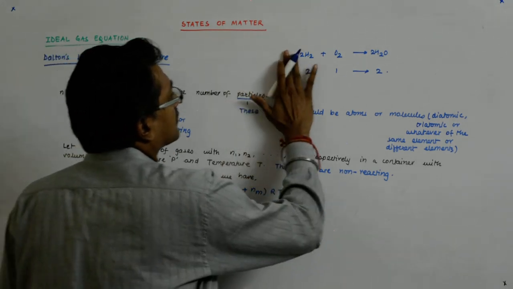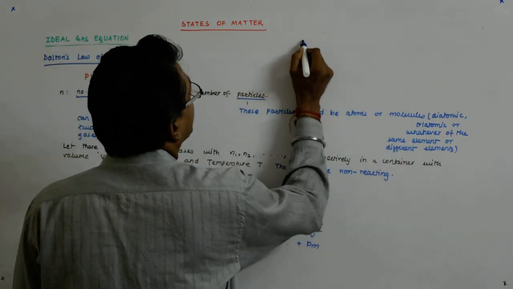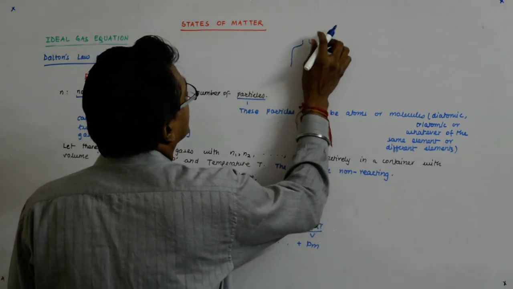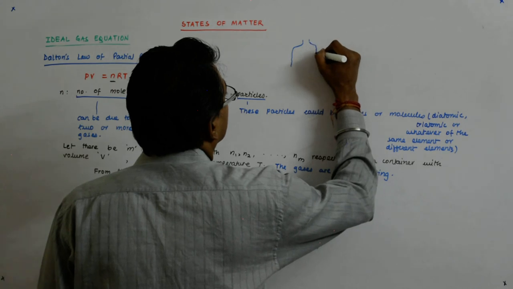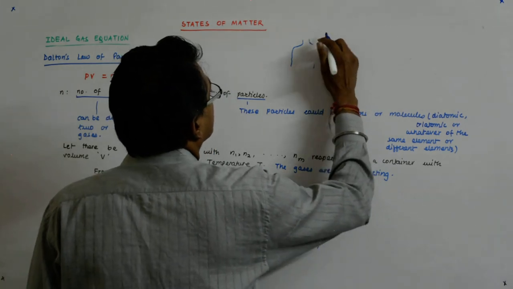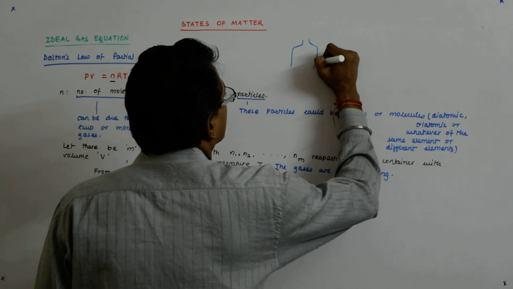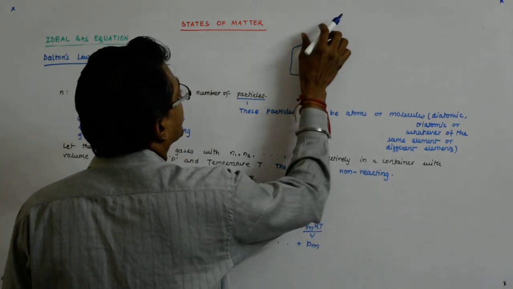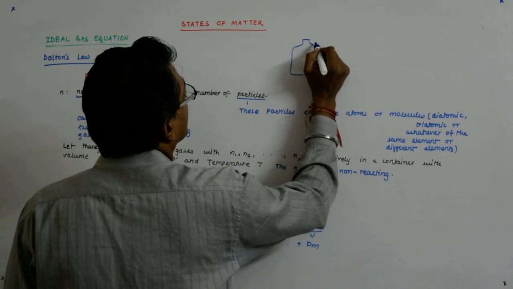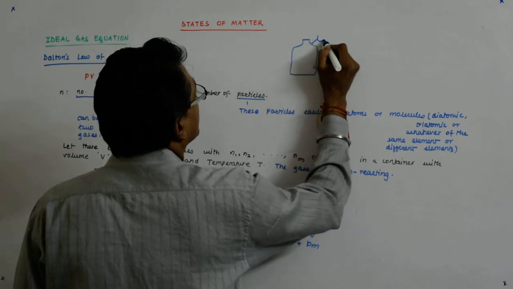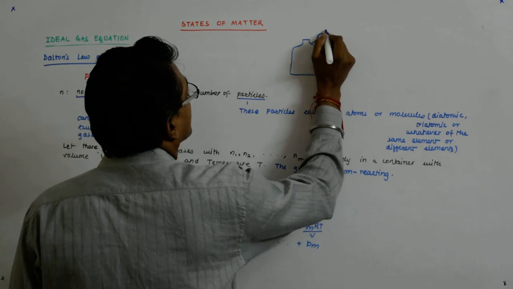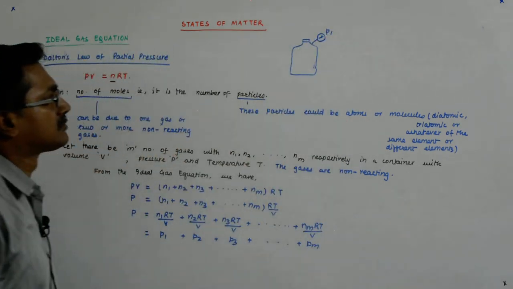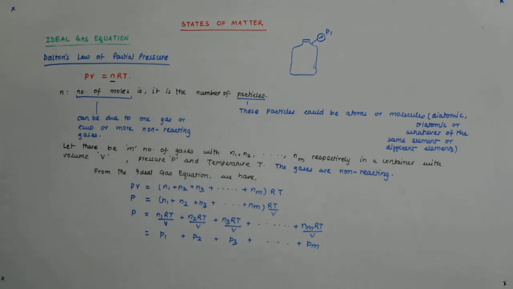Let me make it clear. I'll erase this. So it is saying that this is the container. This is the container. Come on. This is the container. And you would have put a gas here. And you had some pressure gauge. And this was showing you P1. Sealed container.